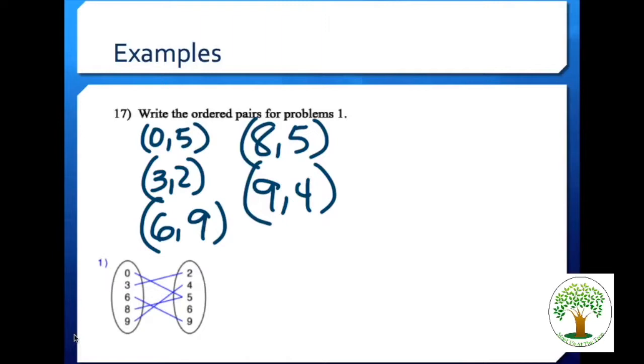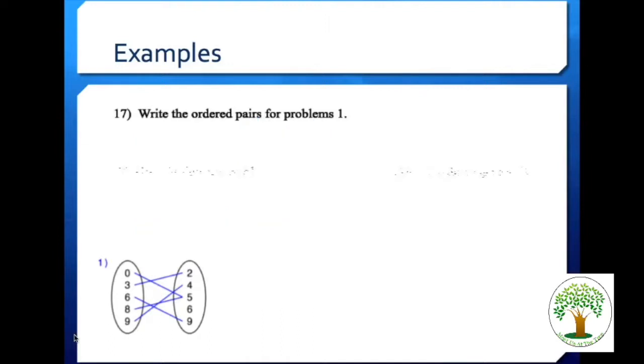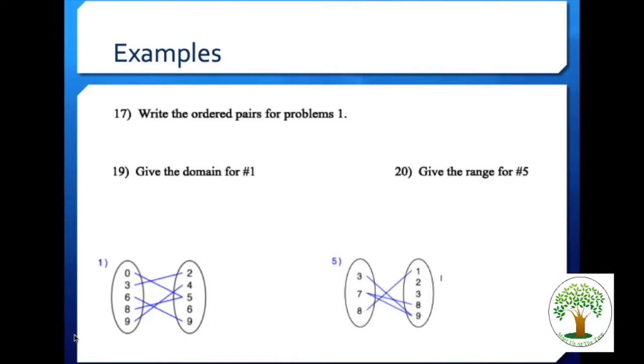You wrote the ordered pairs that went with problem number 1. Yay. What was the next one I said I was going to do? 19. 19 says I want you to give the domain for number 1. 0, 3, 6, 8, 9. That's correct. These are all the inputs. These are the domains. So the domain is 0, 3, 6, 8, 9. That's the domain. That's the input.